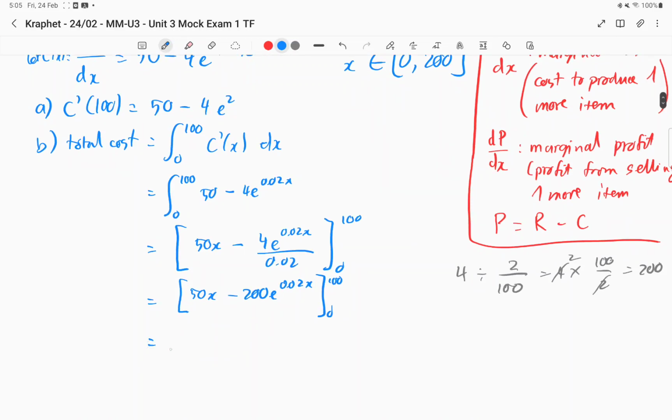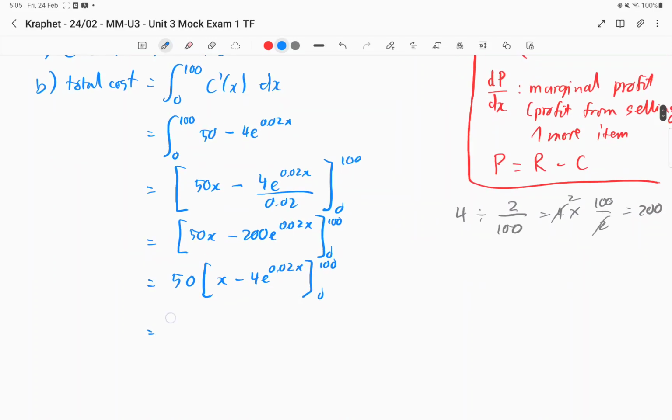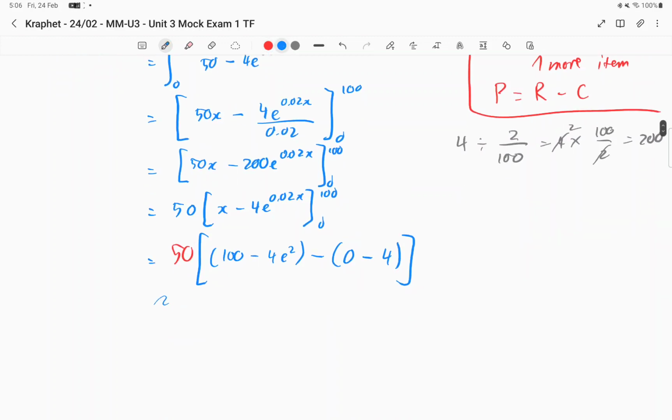And then to make my calculation easier in the tech-free environment, take out the 50. So x minus 4e to the power 0.02x from 0 to 100. But note that when you take 50 out, just make sure you put double brackets. So when you sub 0, it will be 0 minus 4 times e to the power 0, which is 1. Actually, sorry, it should be 100 first. I sub 100 minus 4e, and that would be squared. And then when you subtract sub 0, it would be this. So note the 50 is always still at the front, in front of the big brackets.